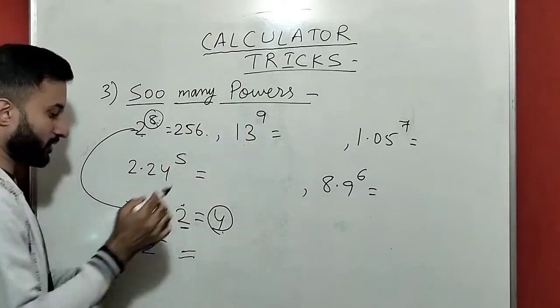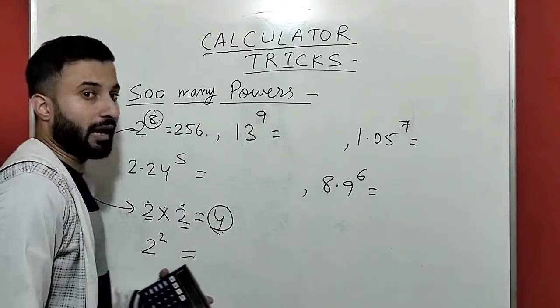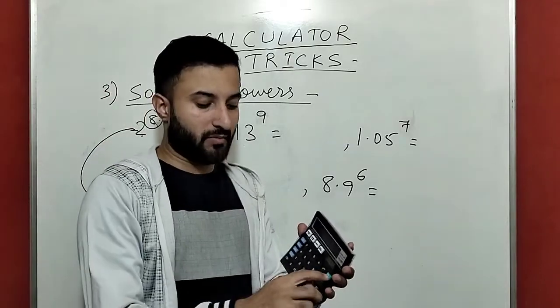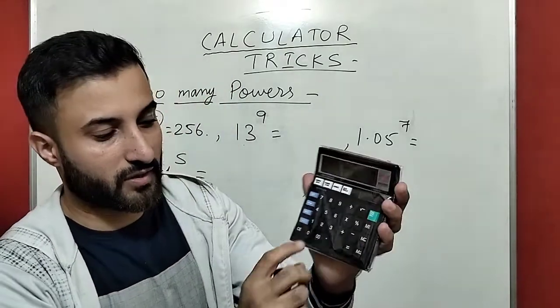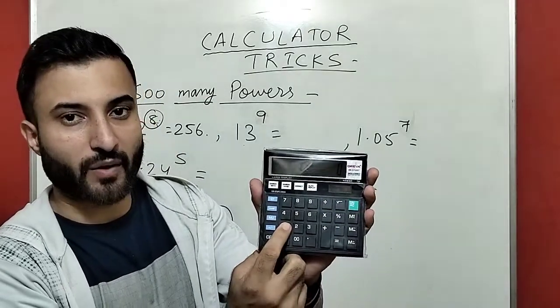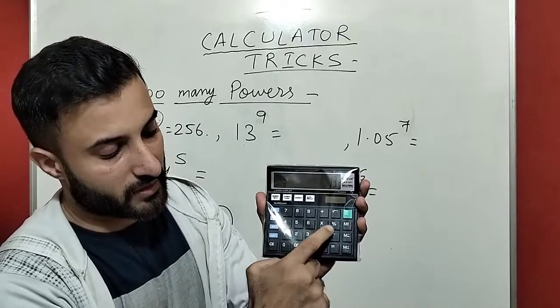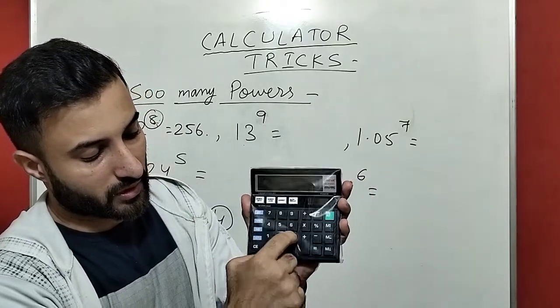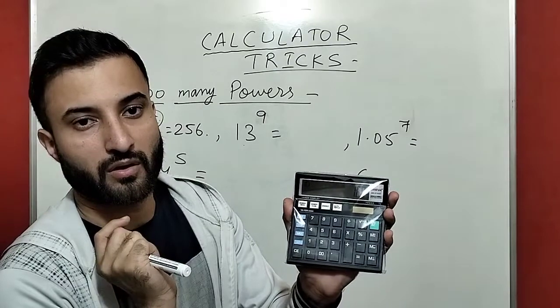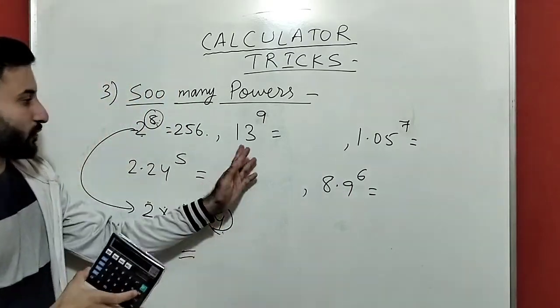Same thing we will do for 13 power 9. I don't know whether it is visible or not. 13 power 9: first I will multiply 13 into 13 and press equal.